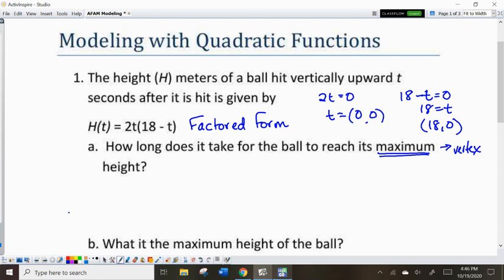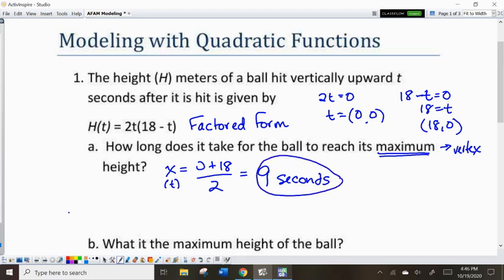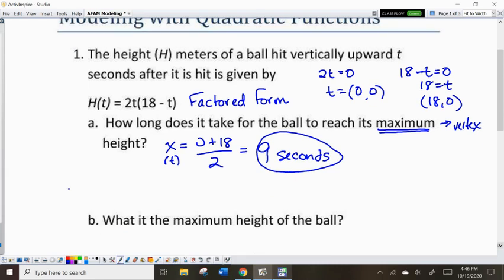So remembering that each quadratic is perfectly symmetrical, the x value, in this case our t value, of the vertex would be the exact middle of these two x-intercepts. We can add them together and divide by 2, and that would give us 9. So it takes 9 seconds for this projectile to reach its maximum height.